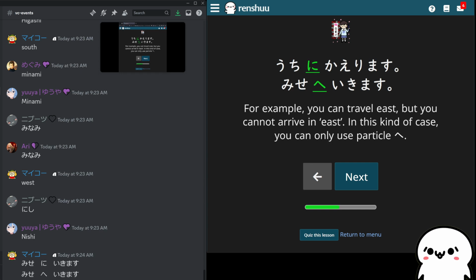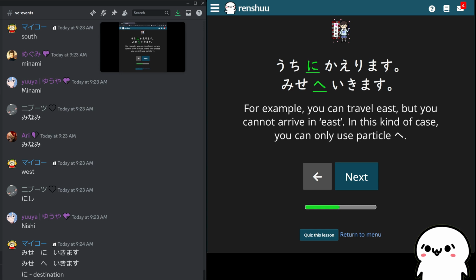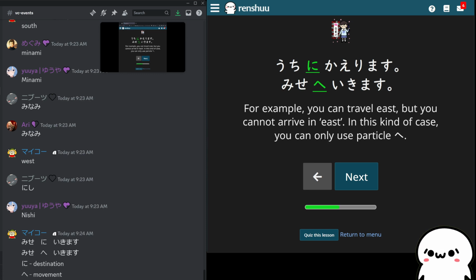However, another way I like to think of it, this was told to me many years ago, is that, like I said, ni is focused on the destination, and e is focused on the direction. Another way you could think of it, it's focused on the movement. As in, if you're going from A to B, from your house to the store, ni is focused on the store. You're getting to that store. E is focused on everything in between, from your house to the store, all that stuff in between.